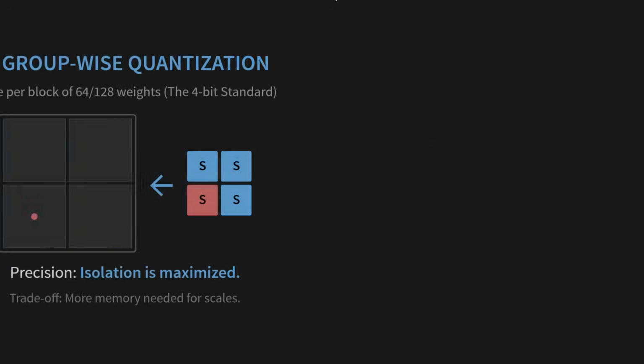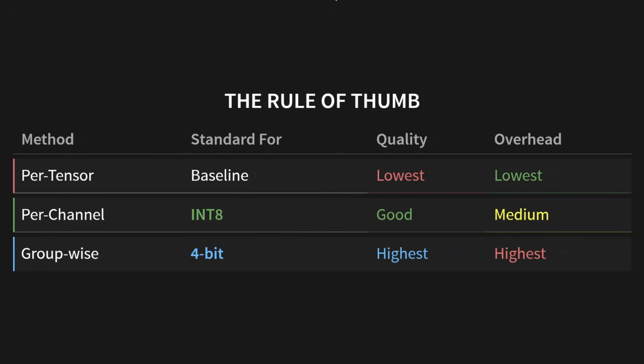So here's the rule of thumb. This table breaks it down perfectly. Per tensor quantization is the baseline. It has the lowest quality and the lowest overhead. Per channel is the standard for int8. It gives you good quality for medium overhead. And finally, group-wise is the standard for 4-bit. It gives you the highest quality, but also has the highest overhead for storing all those scales.